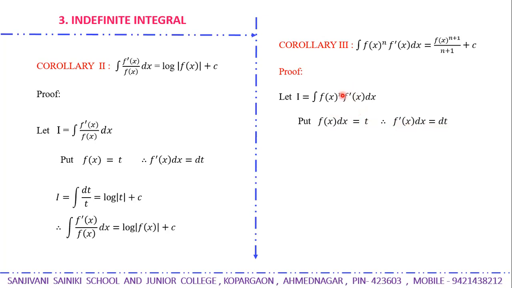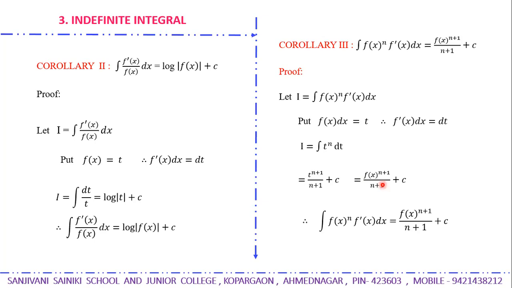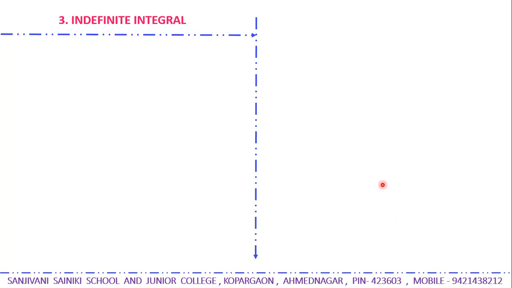So this f dash of x dx will be replaced by dt only, and you will get t raised to n into dt. And its integral, we know, is t raised to n plus 1 upon n plus 1. But what is t? T is f of x. So f of x raised to n plus 1 upon n plus 1 is the integral of the given function. These corollaries are very important to solve the examples.